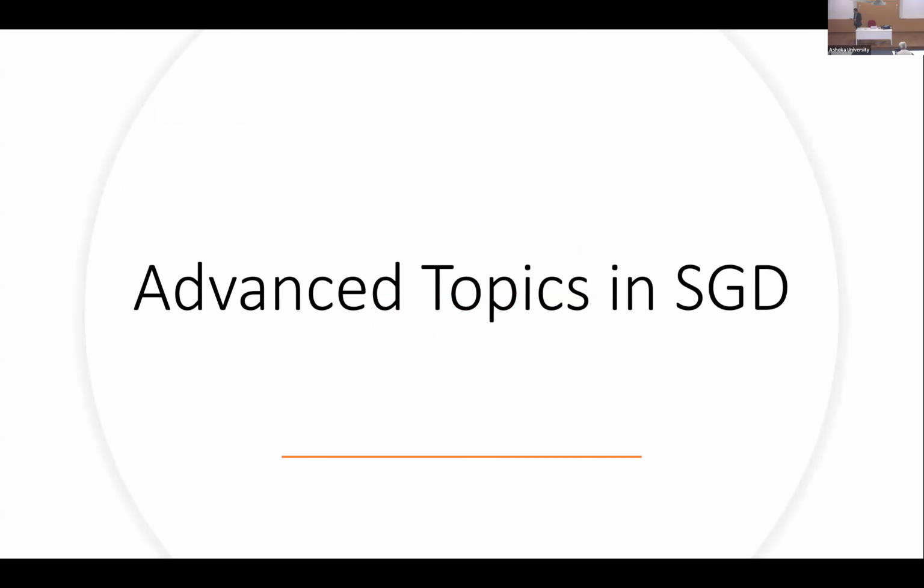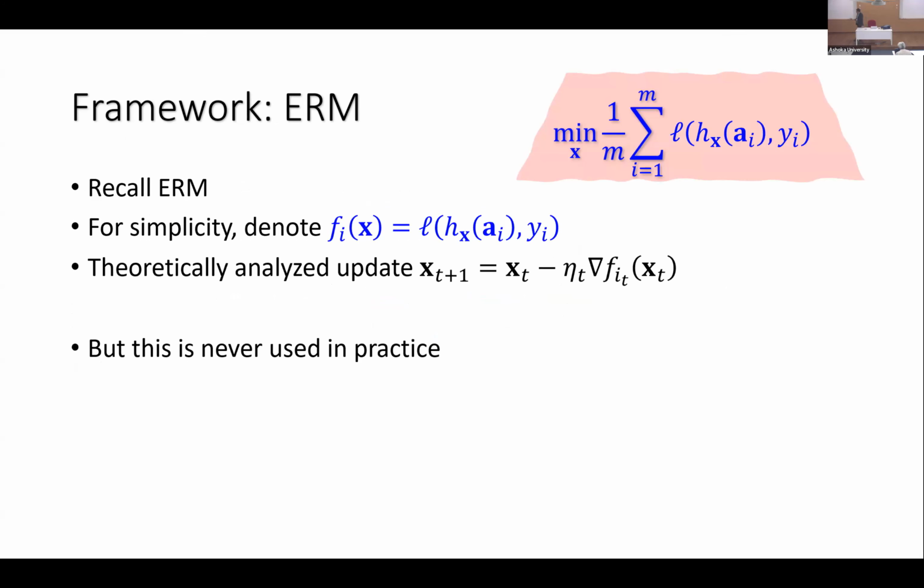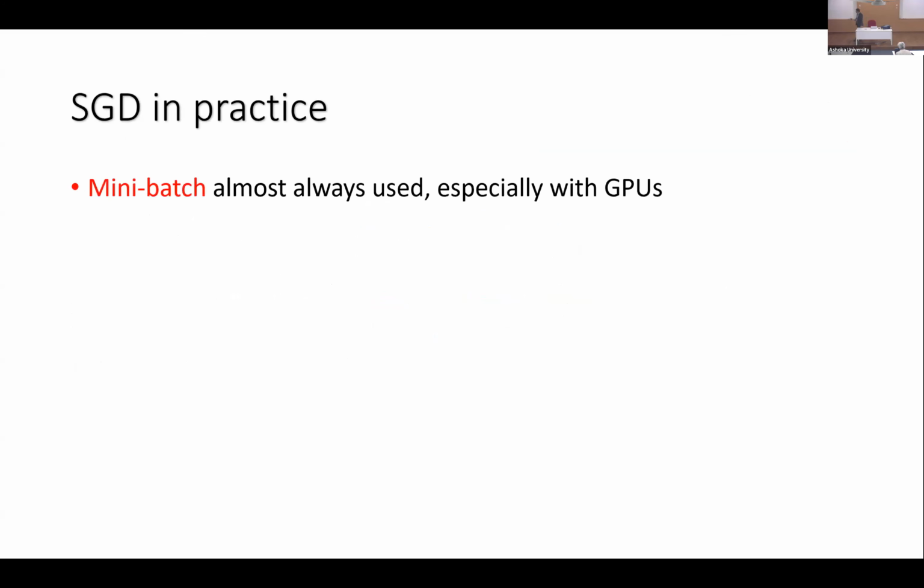Okay, then let's look at some more complexities that exist in realistic implementations. The one that we just implemented is not used in practice, but we do some variations. One variation you have already seen, which is mini batch. Mini batch is almost always used, especially with GPU availability.